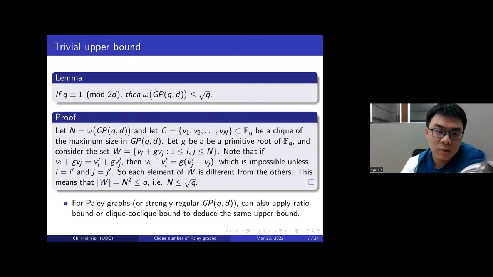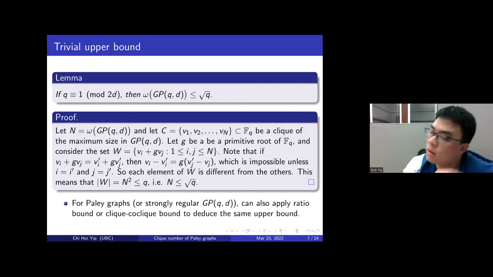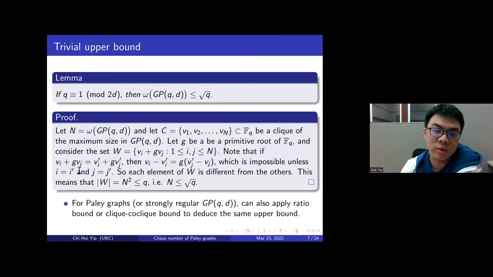Suppose we have two elements, v_i plus g v_j equal to v_i' plus g v_j'. Then we can rearrange the equation to get v_i minus v_i' equal to g times (v_j' minus v_j). The left-hand side is a d-th power, and the right-hand side is g times a d-th power. But notice that g is a primitive root, so g cannot be a d-th power. So the only situation where this could occur is that both sides equal zero, which exactly means that i equals i' and j equals j'.